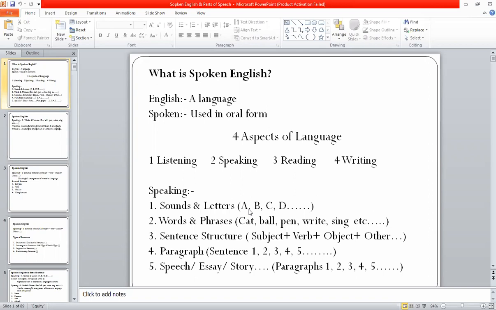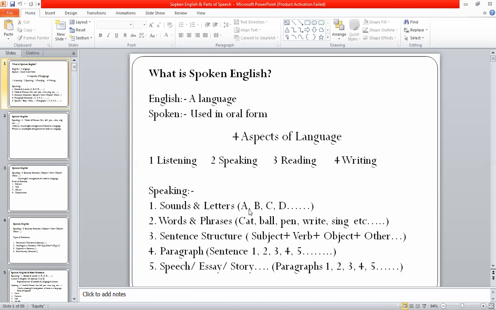Then next comes the words. How is this language made up? This language is made up of sounds and letters. So sounds are the very basic unit, and letters are also the basic unit of this language. Then when we write letters in a meaningful manner, it forms the words.